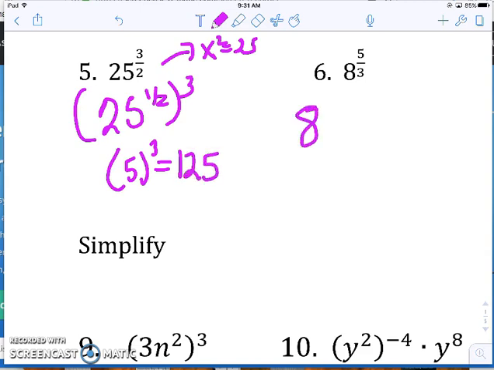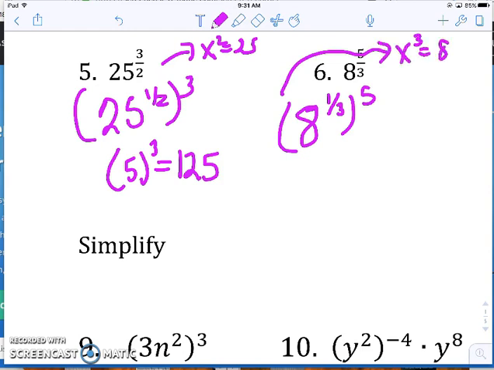8 to the 5/3. So that would be 8 to the 1/3 to the 5th power. So that parentheses, what number cubed gives you 8? So that's 2. So 2 to the 5th is 32.